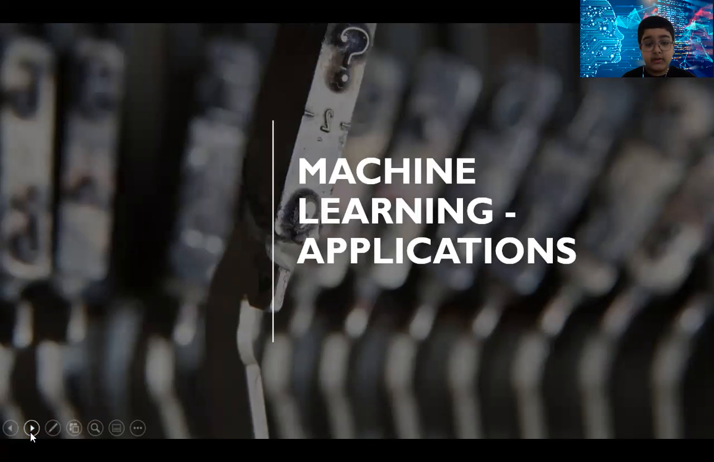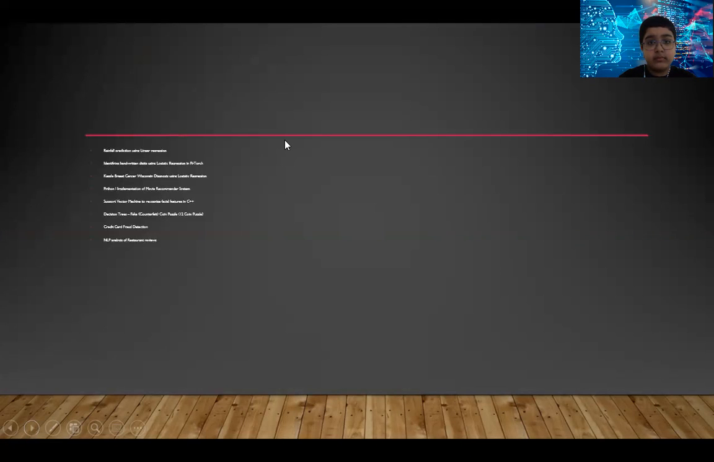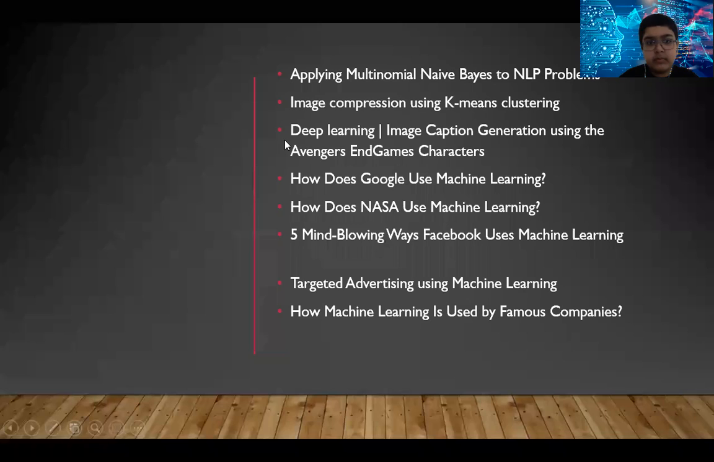Machine learning applications. Applying multinomial naive Bayes to NLP problems. Image compression using k-means clustering. Deep learning: image caption generation using the Avengers Endgame's characters. How does Google use machine learning? How does NASA use machine learning? In mind-blowing ways, Facebook uses machine learning. Targeted advertising using machine learning. How machine learning is used by famous companies.